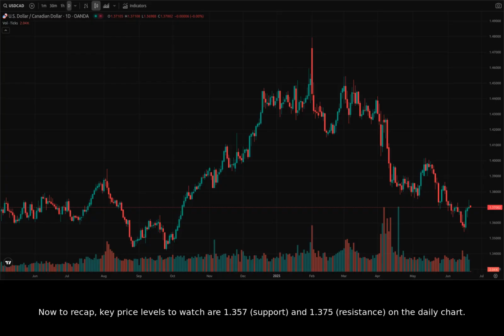Now to recap, key price levels to watch are 1.357 support and 1.375 resistance on the daily chart. A break above 1.375 could lead to a move towards 1.38, as forecasted by BofA. In the short term, monitor intraday levels of 1.369 support and 1.372 resistance on the 1 hour chart. As always, stay informed about market news and be prepared for potential volatility.